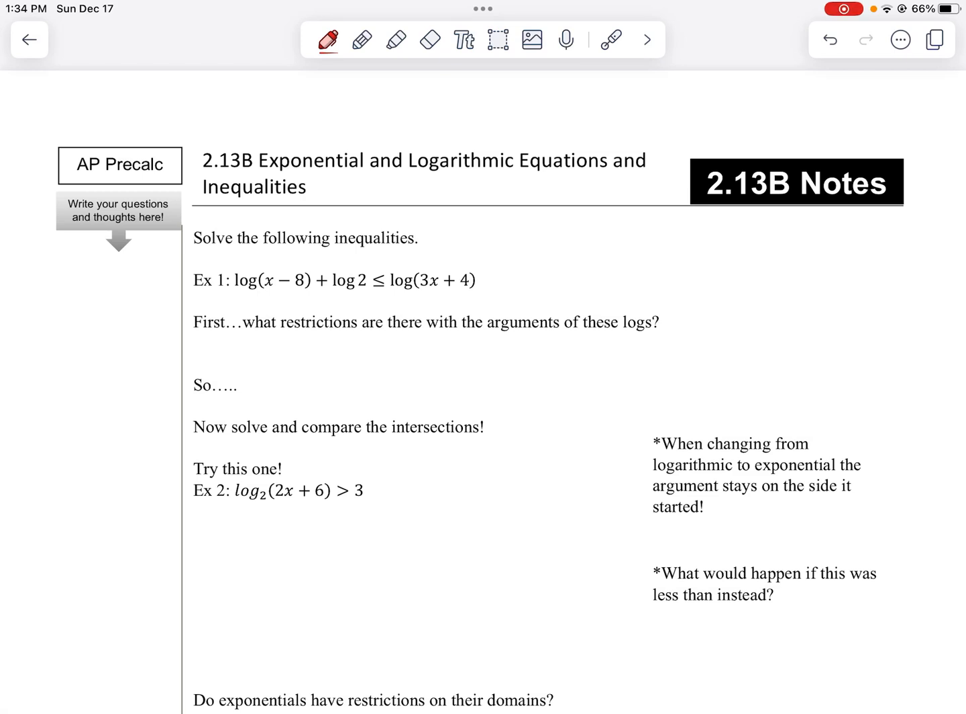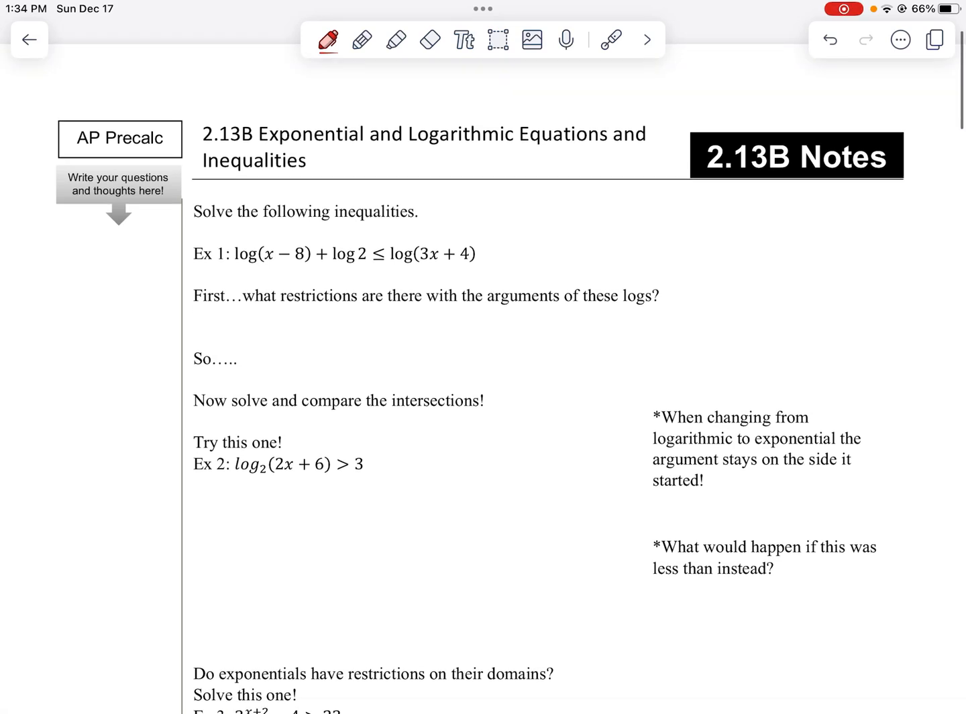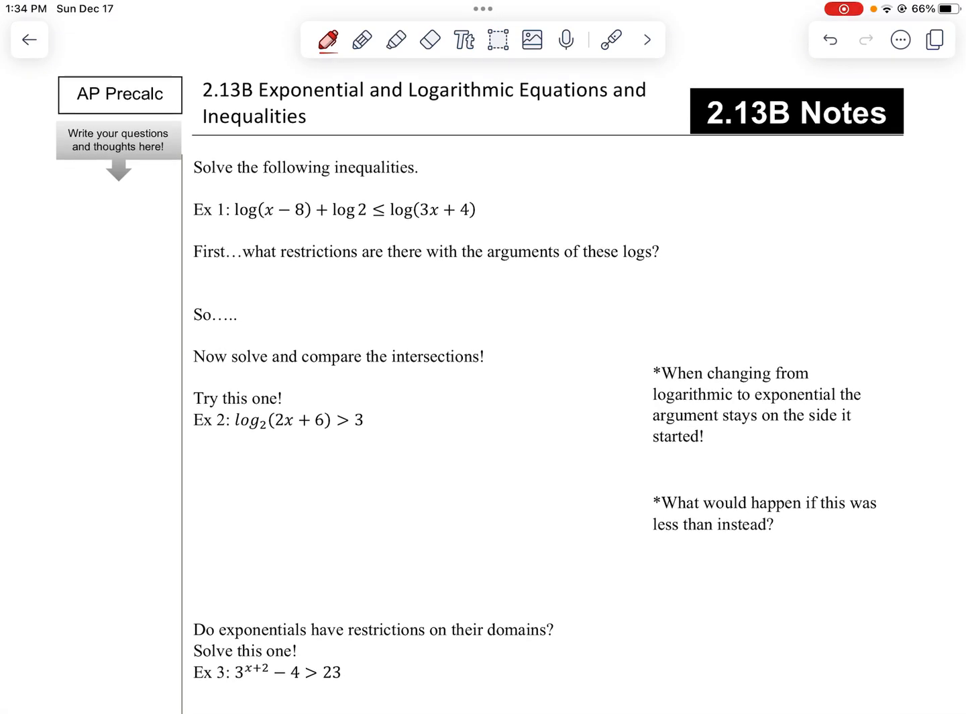Day of solving, we are going to take a look at inequalities. So a couple things to remember. Inequality solving is really similar, except you have to remember that what's after that log, the argument, has to be greater than 0. So if you had log base a of b, b has to be greater than 0.